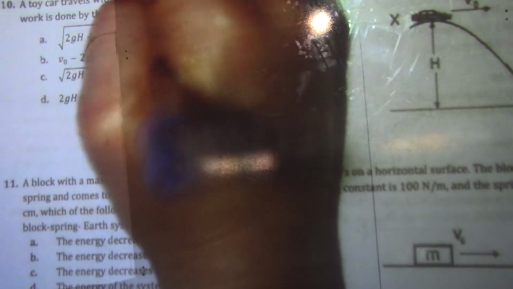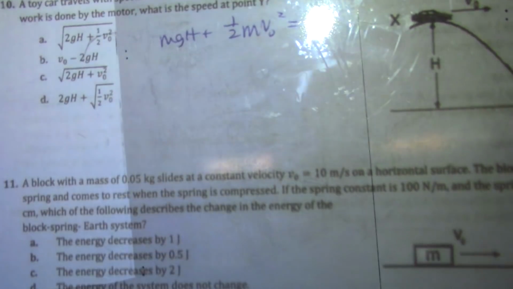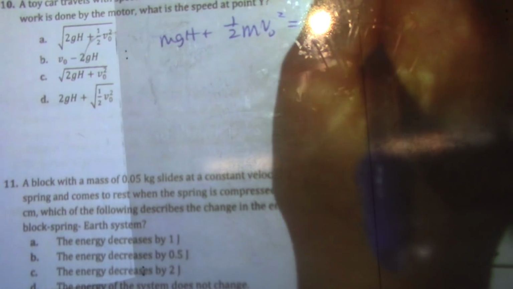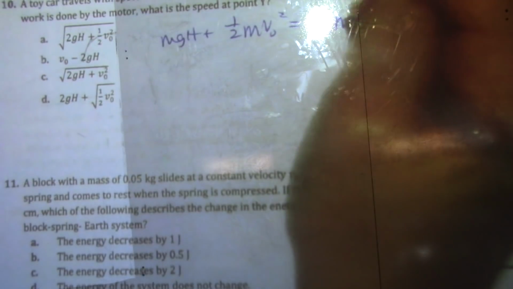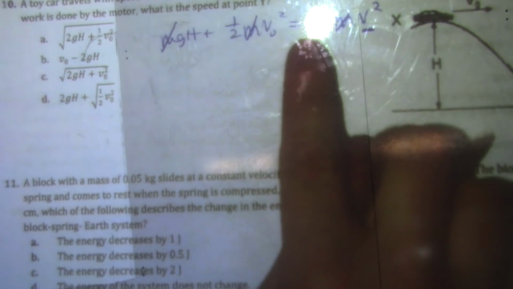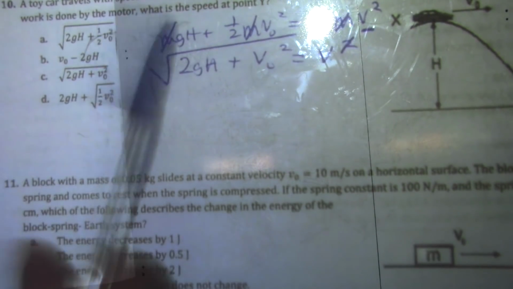So potential would be mgh plus 1/2 mv naught squared equals just kinetic 1/2 mv squared. I'm looking for this velocity. Your m's are going to cancel. Multiply by 2 to get rid of the half, so that becomes 2gh plus just v naught squared. And to get v by itself, you take the square root. So then your answer is C.